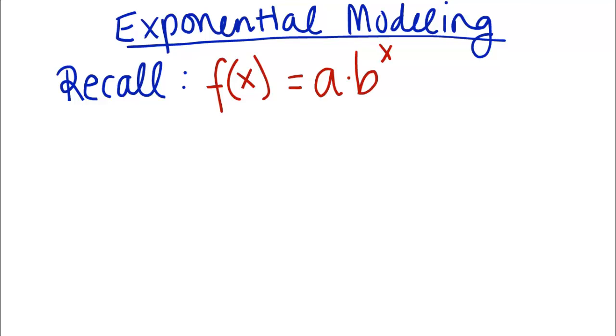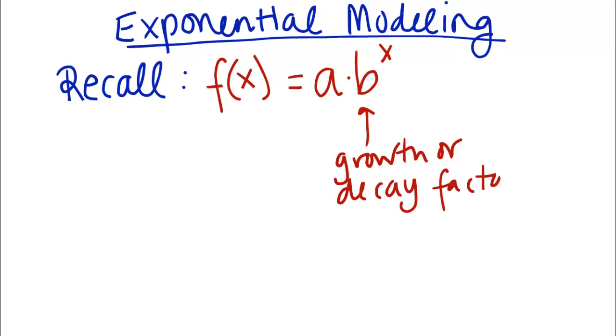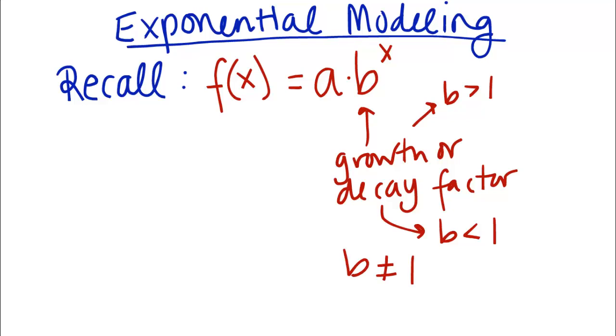And we talked about how b is our growth or decay factor, and we know that if b is bigger than 1, it's going to be growth, and if b is less than 1, it's going to be decay. We also know that b is not allowed to be 1, otherwise we just have a very boring function, it would not be exponential, and also b has to be positive. We're not dealing with negative b values here.